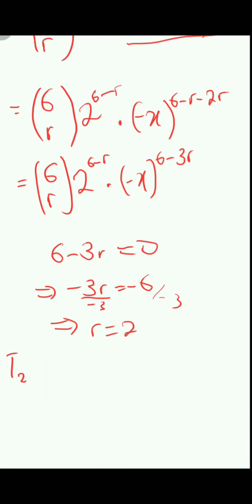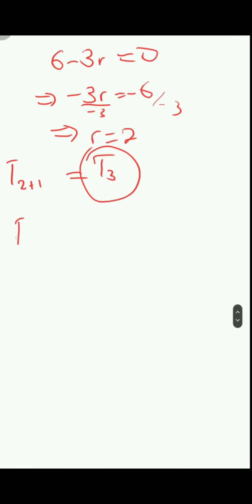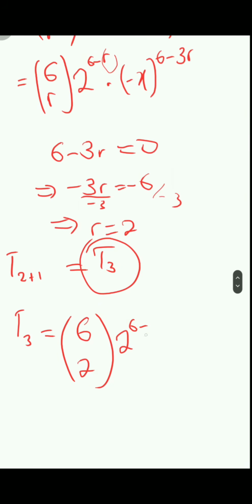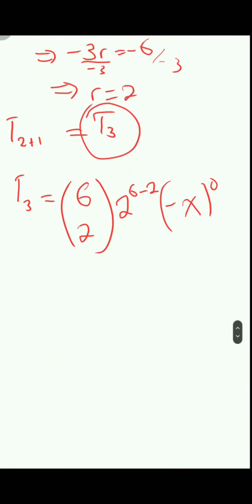Now since our r is known, the term will be the value of r plus 1, which is just the third term. So now let's go back to our problem. We have the third term to be equal to 6, sorry, this is 6, not 8. This is 6, so we say 6 choose 2 to multiply with a, which is 2 to the power 6 minus 2, times the other part, negative x, which will just be raised to the power 0, as the power that we multiply there will just get 6 minus 6 is 0.